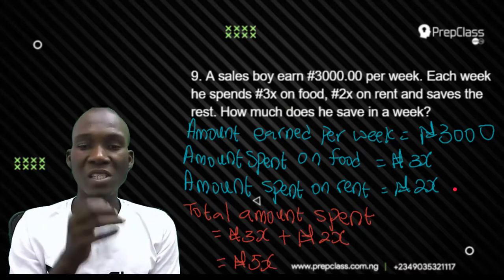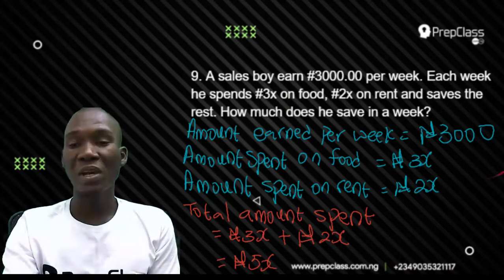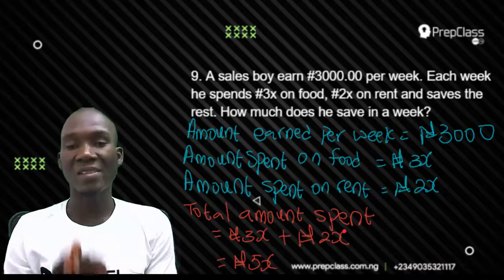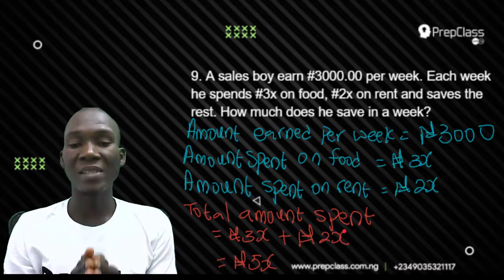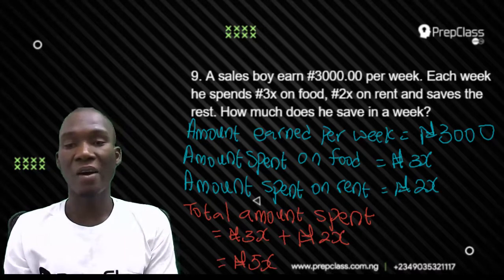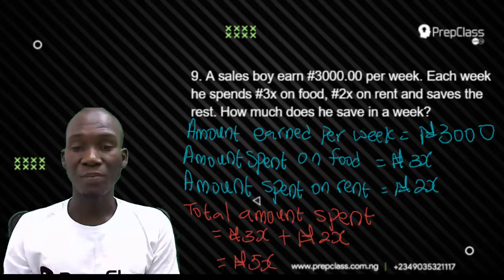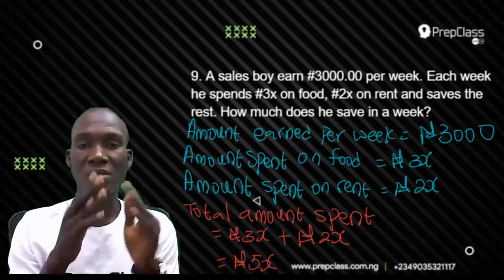Now the total amount spent in a week is going to be the 3x naira here plus 2x naira, and that is giving us 5x naira. So the total amount spent is 5x naira. But the question is, how much does he save in a week? So we need to find the amount saved.